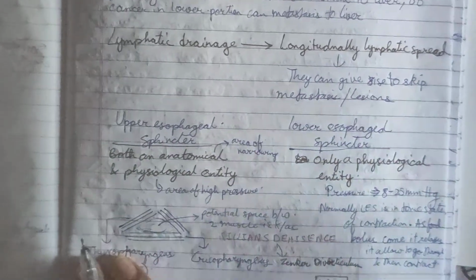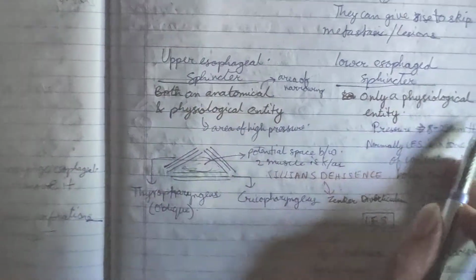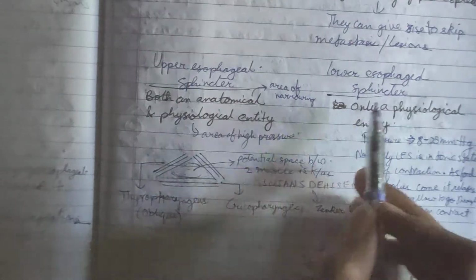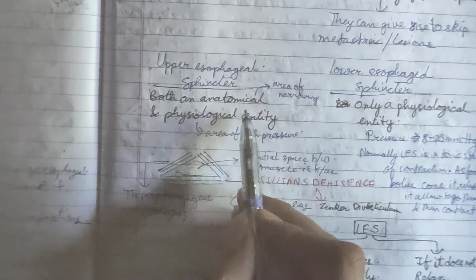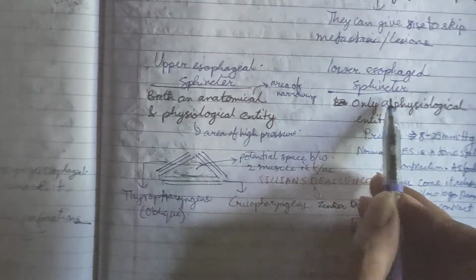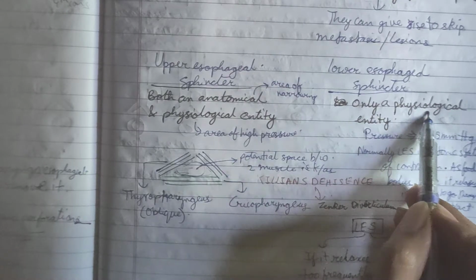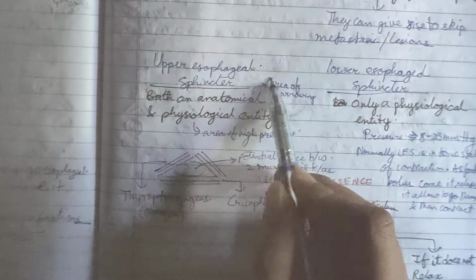Now let's learn about the sphincters of the esophagus. There are two sphincters: the upper esophageal sphincter and the lower esophageal sphincter. The upper esophageal sphincter acts as both an anatomical and physiological entity. The lower esophageal sphincter acts only as a physiological entity. Anatomical entity means an area of narrowing and physiological entity means an area of high pressure.